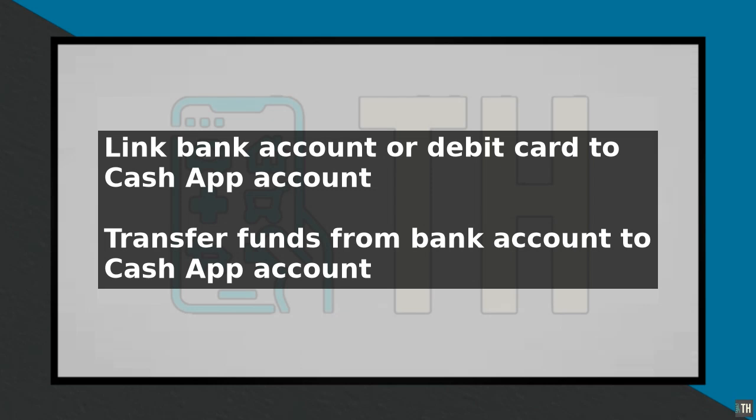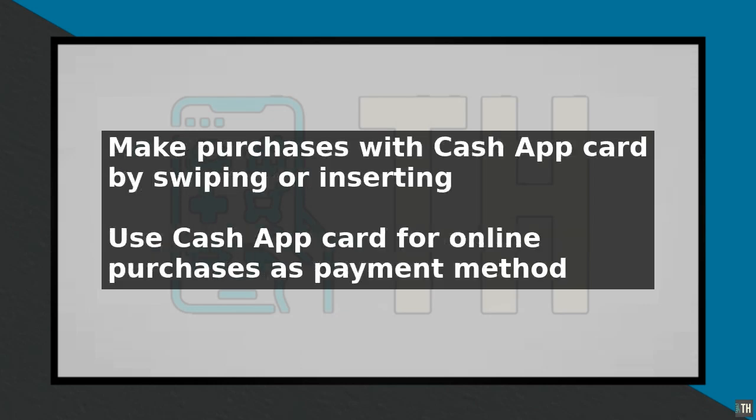To make a purchase with your Cash App card, simply swipe or insert your card at the payment terminal and enter your PIN. You can also use your card to make online purchases by selecting the Cash App card as your payment method.